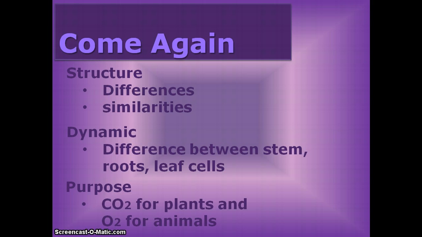So, a little recap. The structures of plant cells and animal cells are basically the same. The organelles are basically all the same, except for there's a vacuole in plants and lysosomes in animal cells, and there is chloroplast in plant cells, which is not in animal cells. The cells are very dynamic. There's a difference between the stem, the root, and the leaf. And there is a difference between the shape in plants and animal cells because in animals there's a cell membrane, as opposed to in plants there's a cell membrane and a cell wall. And all the cells have a specific purpose.